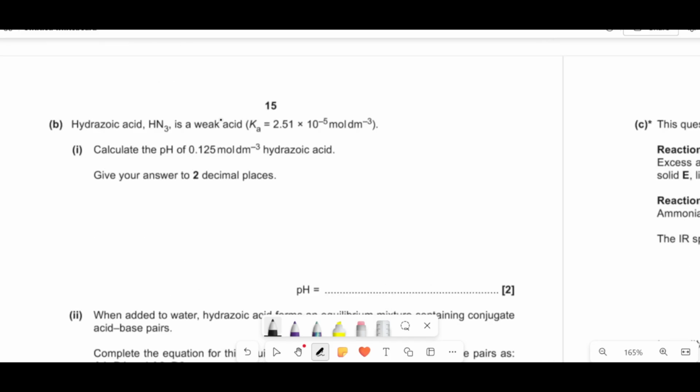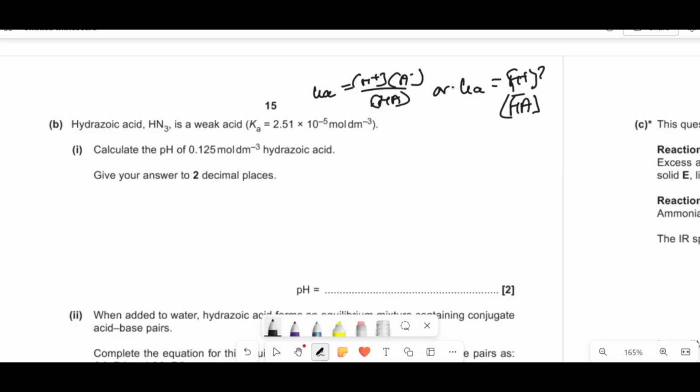Do that. Now it says hydrazoic acid, HN3, is a weak acid with a Ka. Calculate the pH of hydrazoic acid. It's a weak acid, so you've got Ka. So the options are you either use Ka equals [H+][A-] over [HA], or you use Ka equals [H+] squared over [HA].